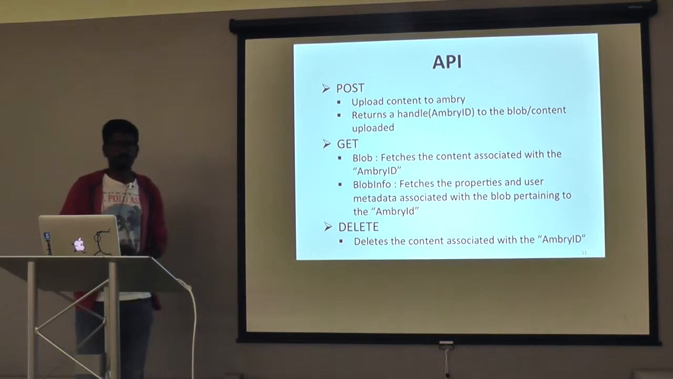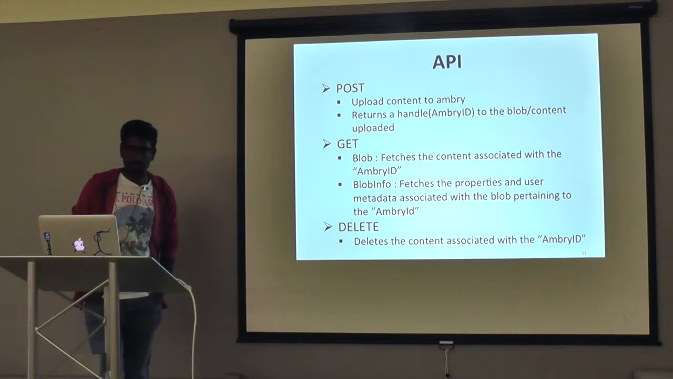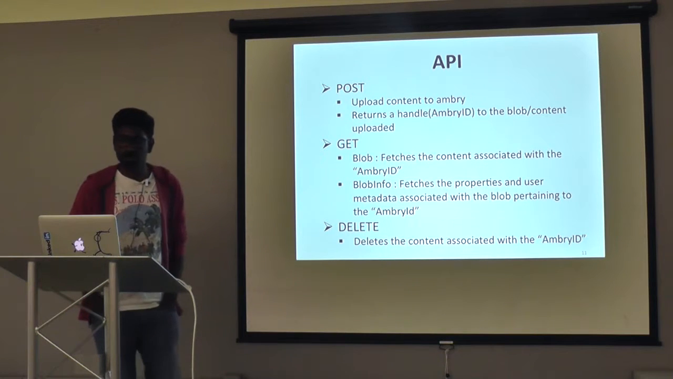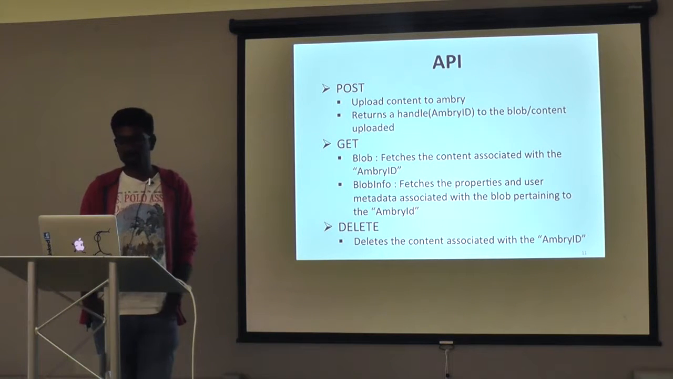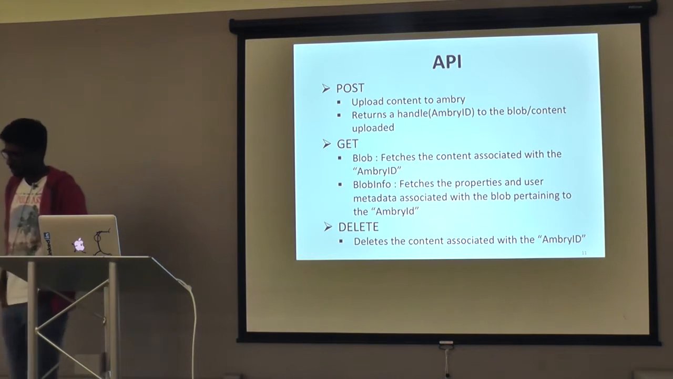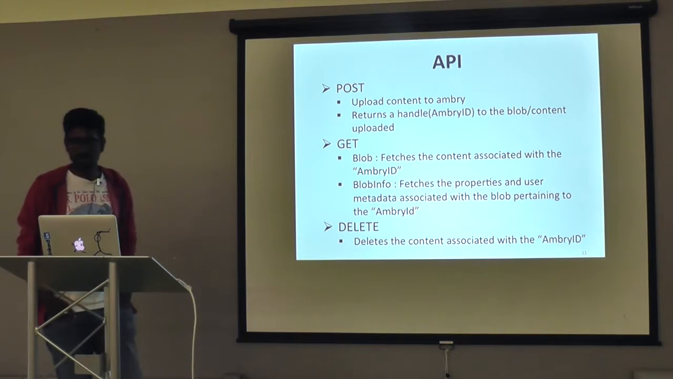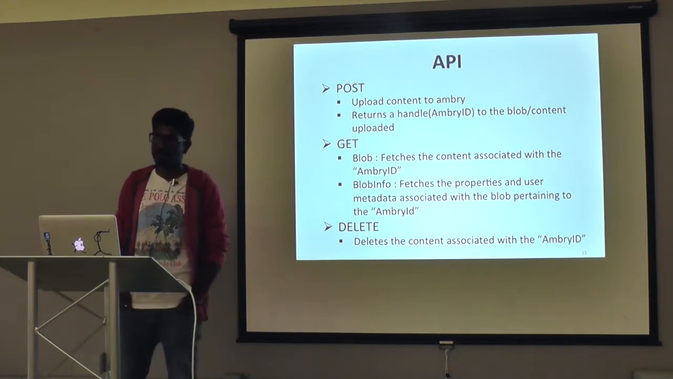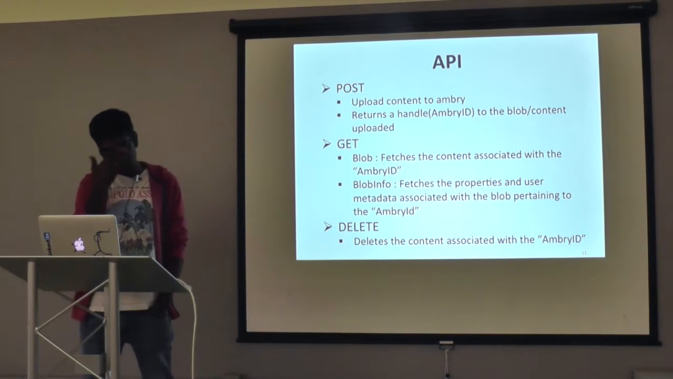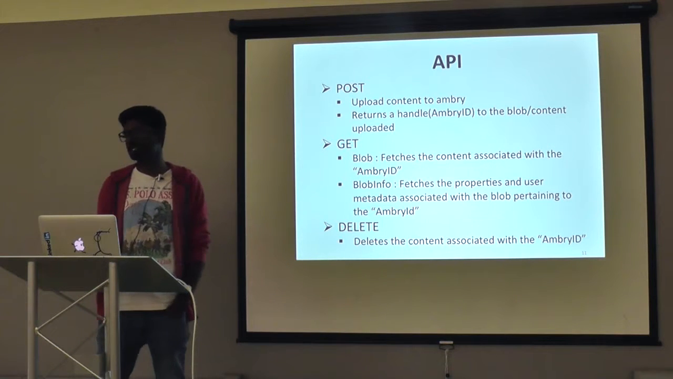Get is of 2 types. You can directly fetch the content using get blob, or you can call get blob info. Get blob info is going to return you the properties which you sent in during post, and then user metadata. User metadata is just arbitrary metadata which the user wants to store along with the blob. Ambry as such is not going to interpret the user metadata. Delete is self-explanatory. Just pass in the handle which we returned during a post, and then we delete the content from Ambry.